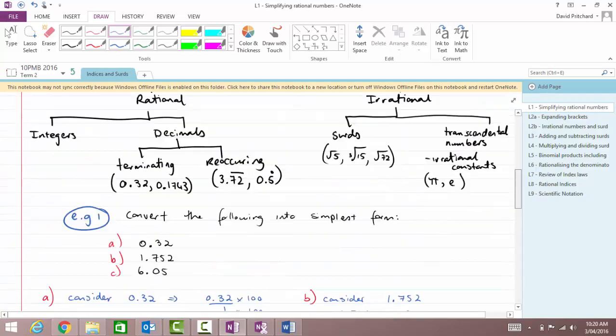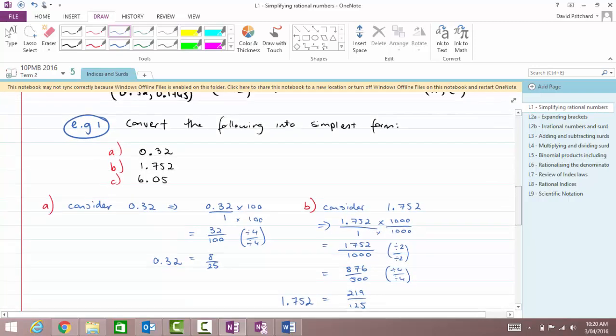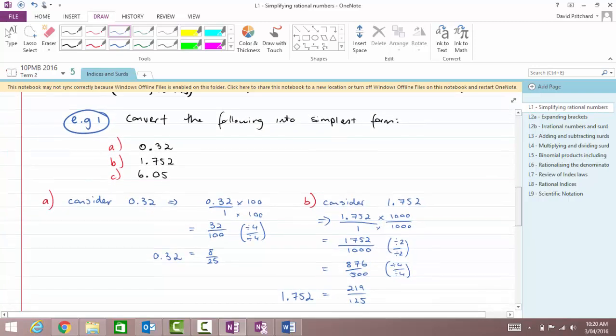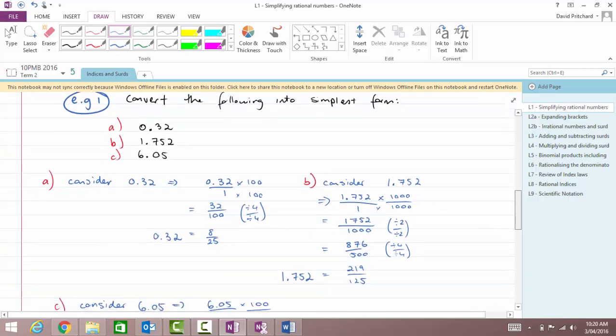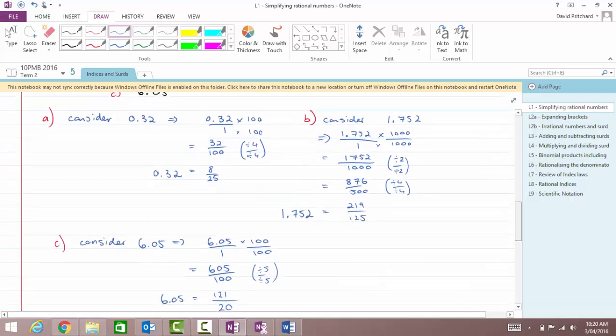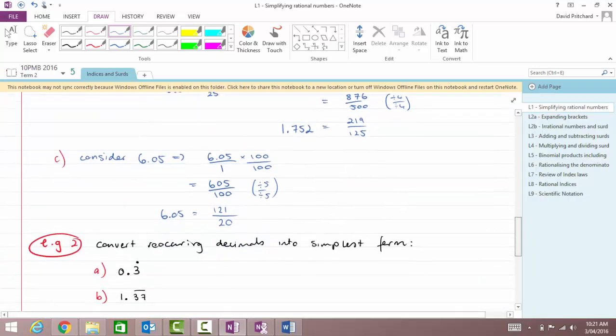So that concludes the first lesson. A little bit of classification and some problems involving simplifying. Working with fractions is good practice, particularly if you go into Maths C, and even in Maths B we tend to like to leave things in exact form. So being able to convert things into their fraction form is always beneficial.